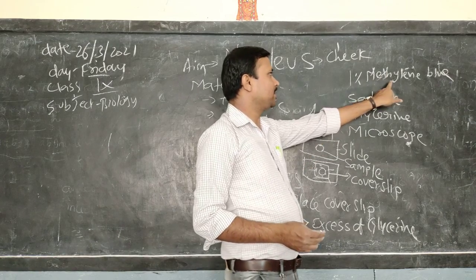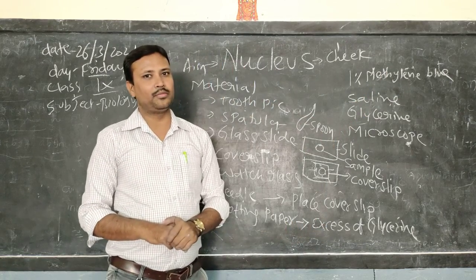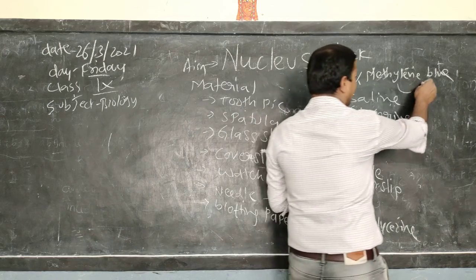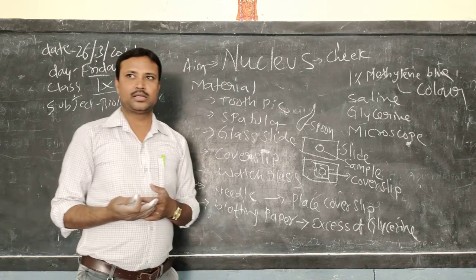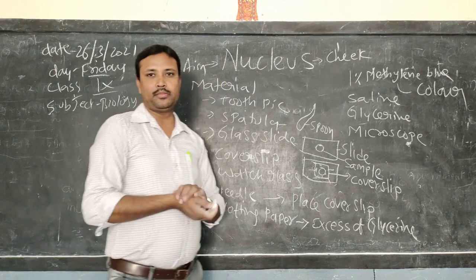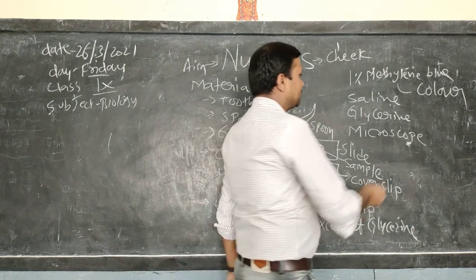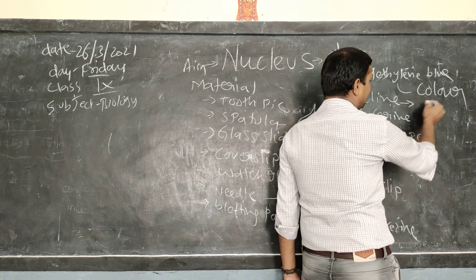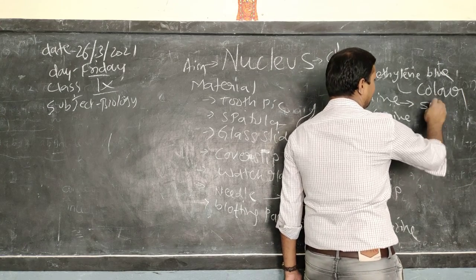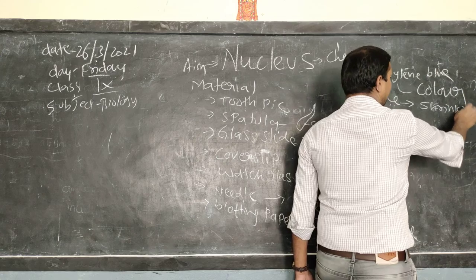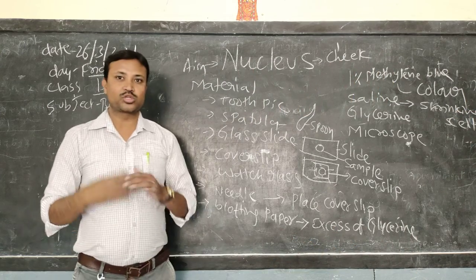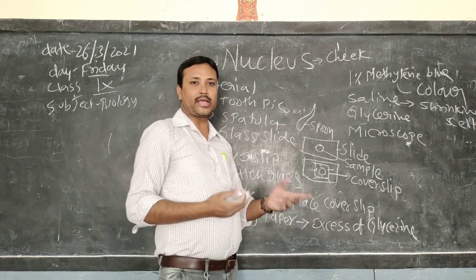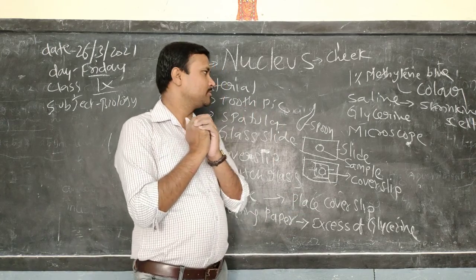Then 1% methylene blue. Why do we have to add the methylene blue? This methylene blue acts as a color producing substance. That is the purpose of the methylene blue. After that, we have to add the saline. The purpose of saline is to prevent the shrinking of the cell. Otherwise it will make the cell shrink. So that we can easily observe the nucleus.